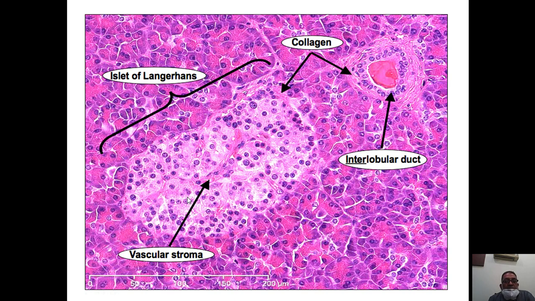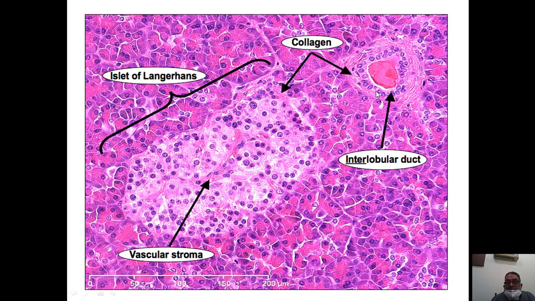This is the microscope picture, hematoxylin and eosin staining. So look at the picture. This is the well-defined encapsulated islets of Langerhans with a very vascular stroma. Alpha cells, beta cells, D cells, and F cells are present within this. The secretions are insulin, glucagon, pancreatic polypeptide, and somatostatin.